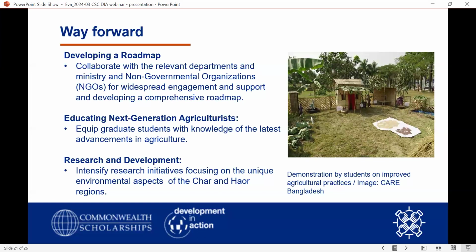We supported them to set up this installation, and when we were distributing prizes for this demonstration, one of the students shared with me that this is the first time in my graduation life I have enjoyed demonstrating the practices that I have learned. So actually, seeing is believing. This is also applicable for the farmers. They believe what they see. They don't believe what they don't see. This is the idea of the demonstration. That is why the way forward is educating next generation agriculturalists. And then research and development: intensify the research initiatives, focusing on the unique environmental aspects of Chor and Haor regions. I will discuss more in my next slides.